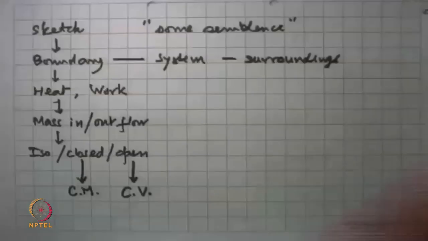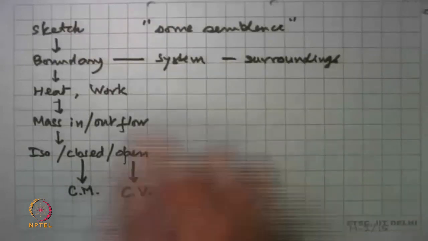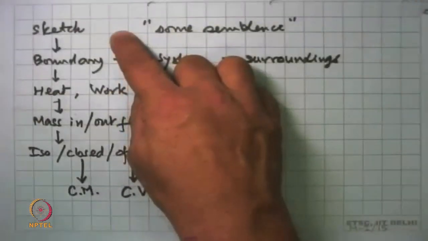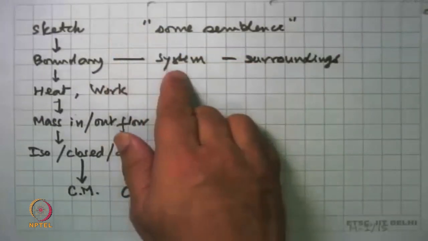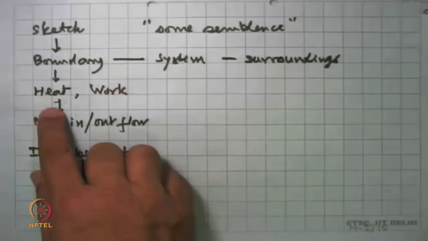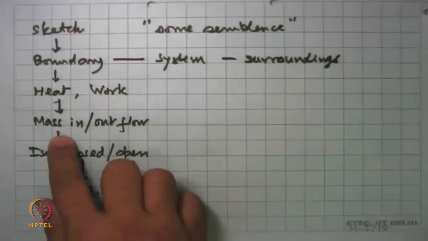In the last class, we took the first steps in formulating a strategy for analyzing thermodynamic systems, and that started by saying that we make a sketch of the system as realistically representative of the real device. Then we define the system boundary, and that tells us what is in it and what is not in it. We then ask, is there heat or work transfer across the system, and that is the definition of heat and work. Then we ask, is there any mass crossing the system boundary, going in or going out from the system?